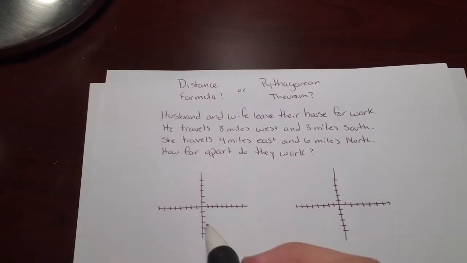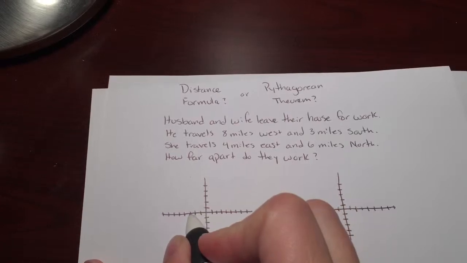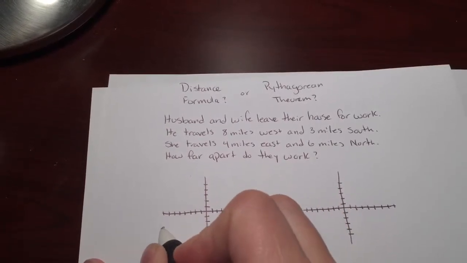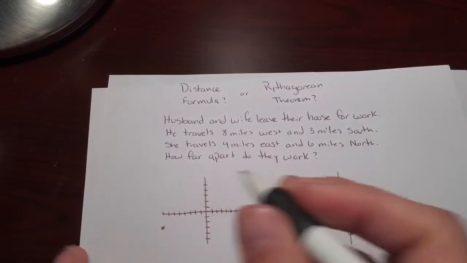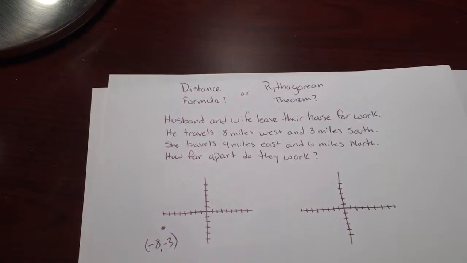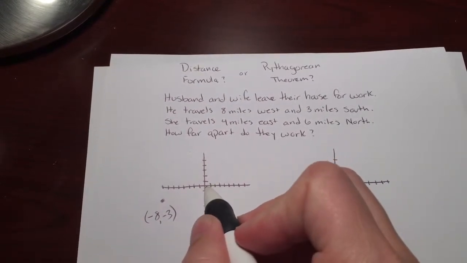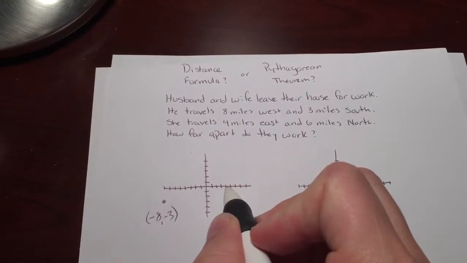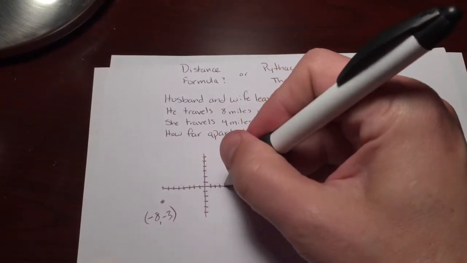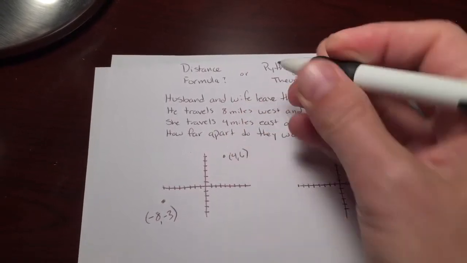First, I'll do distance. So first I want to figure out, okay, he's traveling 8 west, so 1, 2, 3, 4, 5, 6, 7, 8, and then 3 south. So he is at this location, which would be the coordinates -8, -3. She goes 4 east, 1, 2, 3, 4, and 6 north. I need one more tick mark. So 1, 2, 3, 4, and then up here to 6, that location would be 4 and 6.